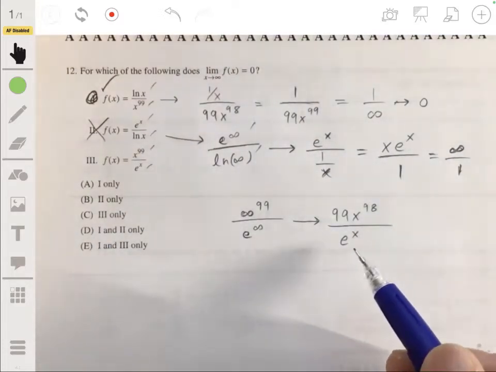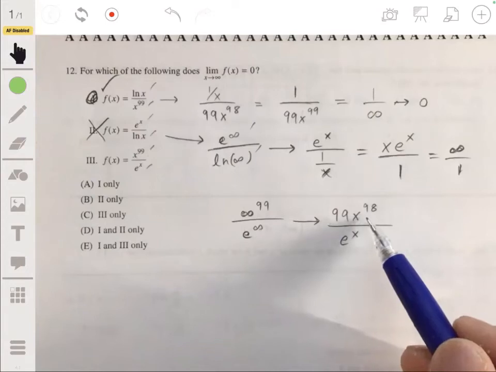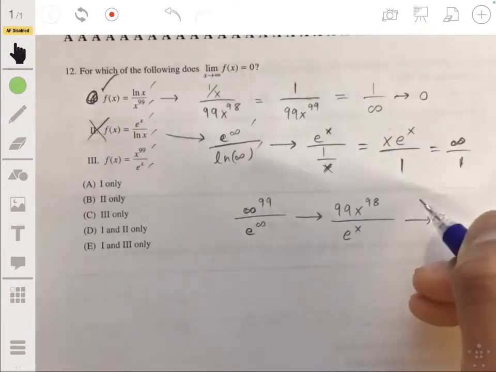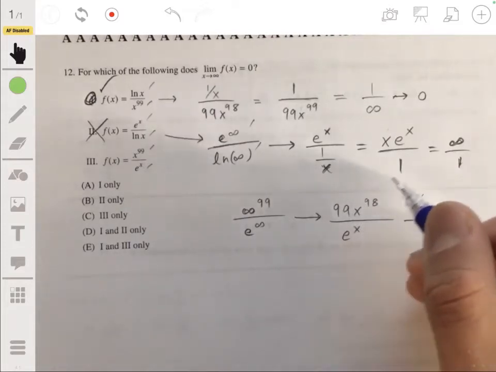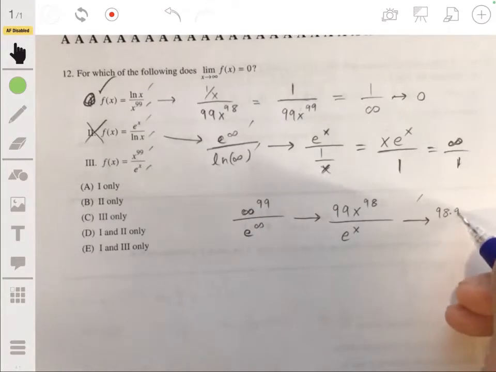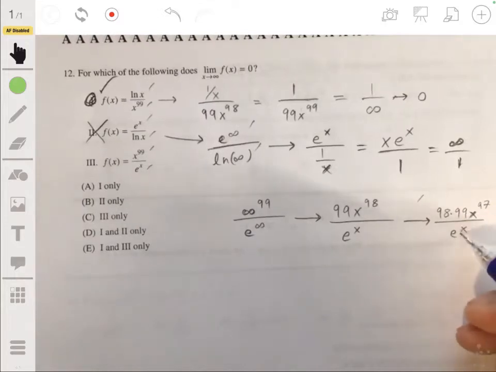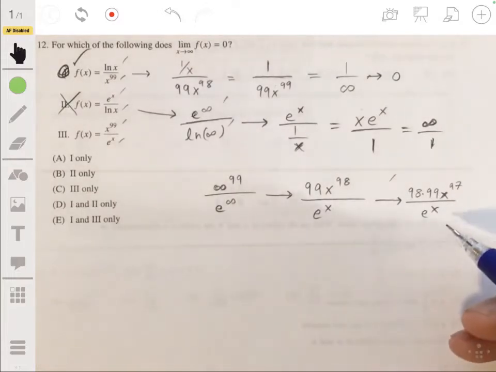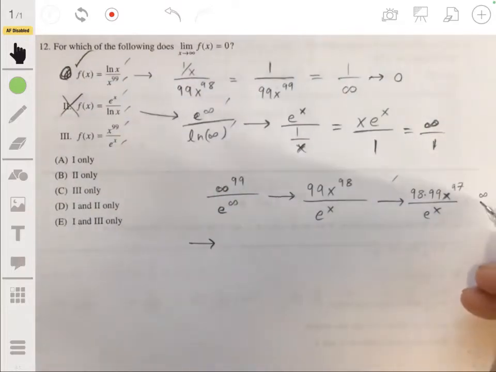Now, the bottom doesn't change, and you're going to see the bottom is never going to change. You still get a very big number over a very big number if you plug in infinity. So with L'Hopital's rule, you basically take the derivative again. When we take this, we're getting 98 times 99 times x to the 97th over e to the x again. You plug in infinity again to both the top and bottom, and you're going to get a big number over a big number. So you're like, is this just infinity over infinity? And you're like, what do you do?